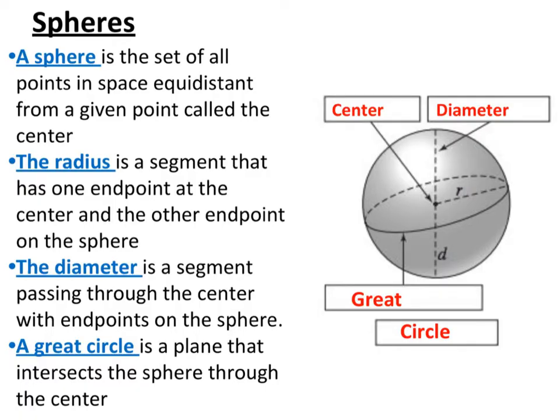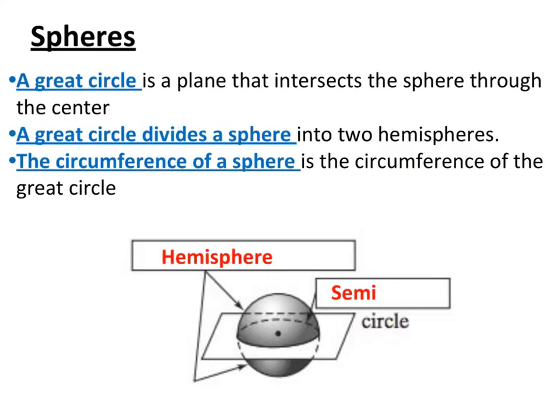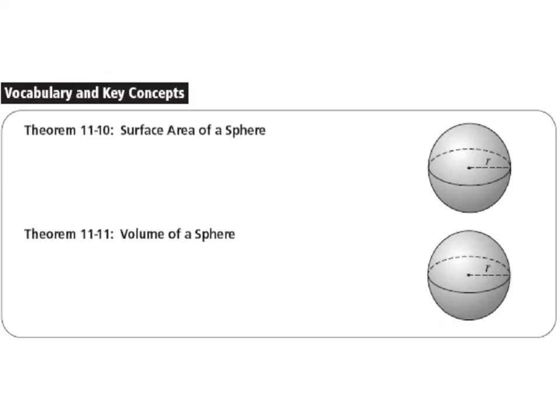Similarly, a diameter is a segment passing through the center with endpoints on the sphere, so it goes all the way across the sphere. And the great circle, the newer terminology, is a plane that intersects the sphere through the center. Additionally, a great circle divides the sphere into two hemispheres, and the circumference of the sphere is the circumference of the great circle. And the two hemispheres are made into two semicircles.